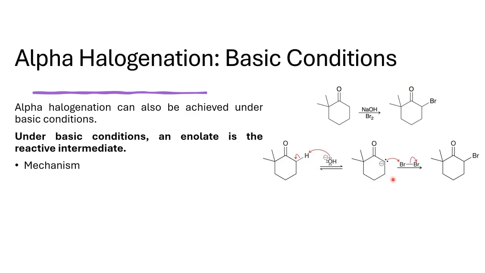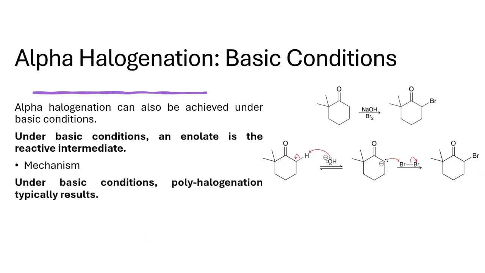It then reacts with bromine, in this case, by abstracting one of the two Brs, and the sigma bond between the two Brs breaks and becomes a lone pair on the Br, resulting in bromide. Now we have the alpha halogenation of this ketone.